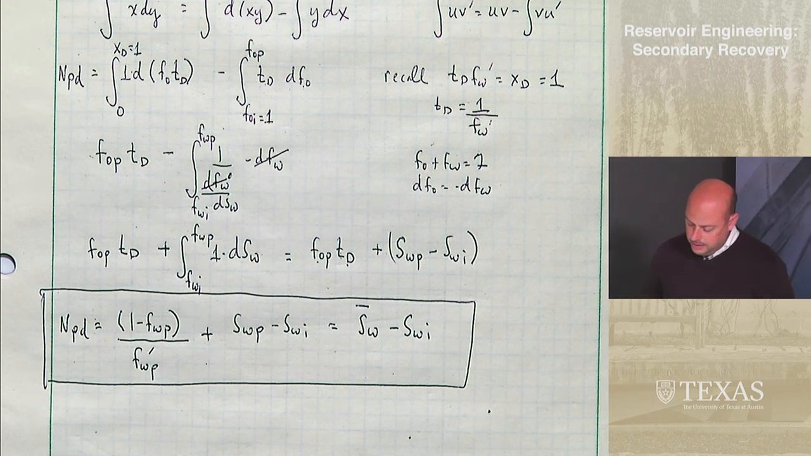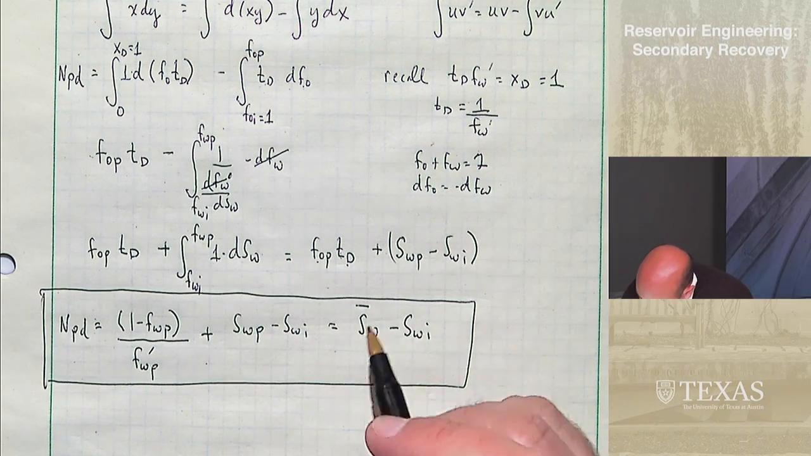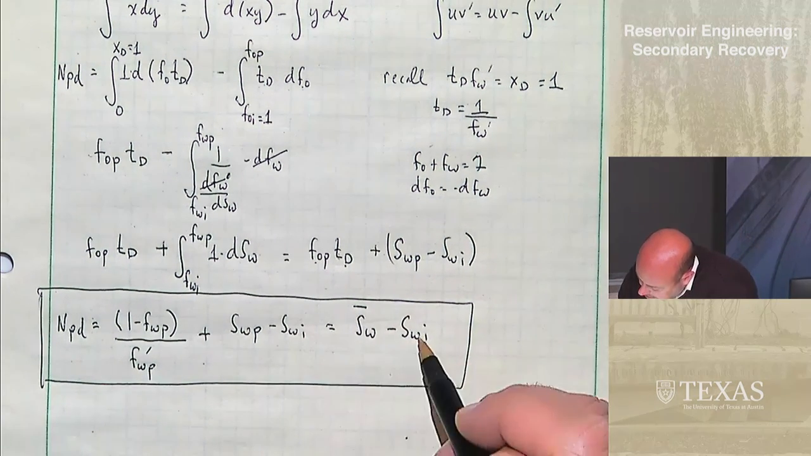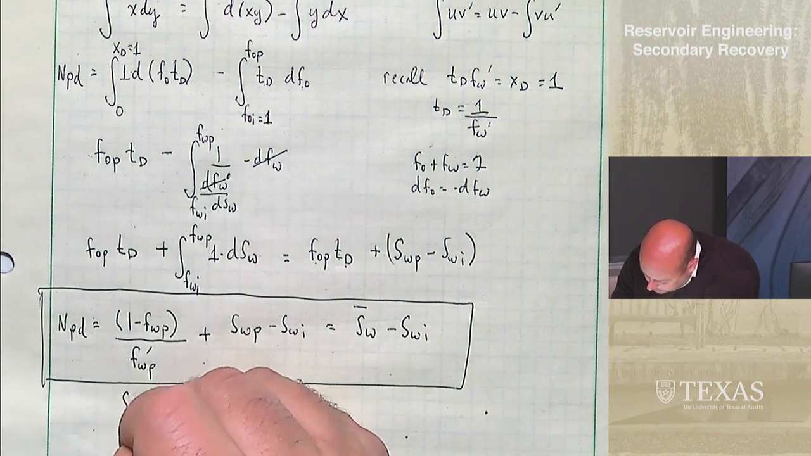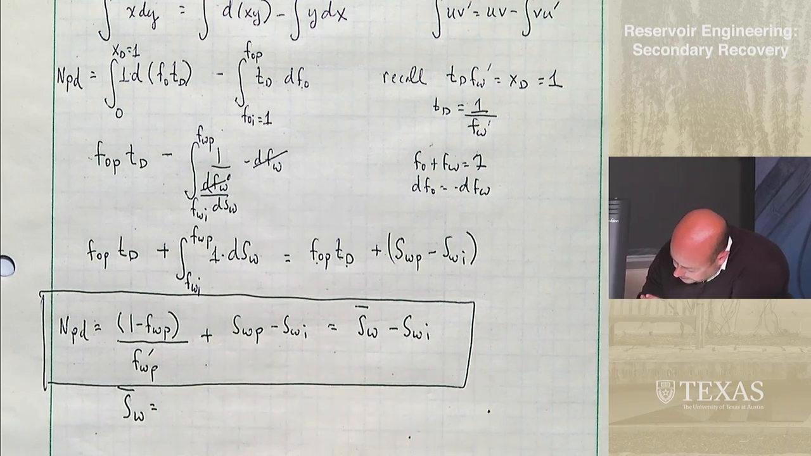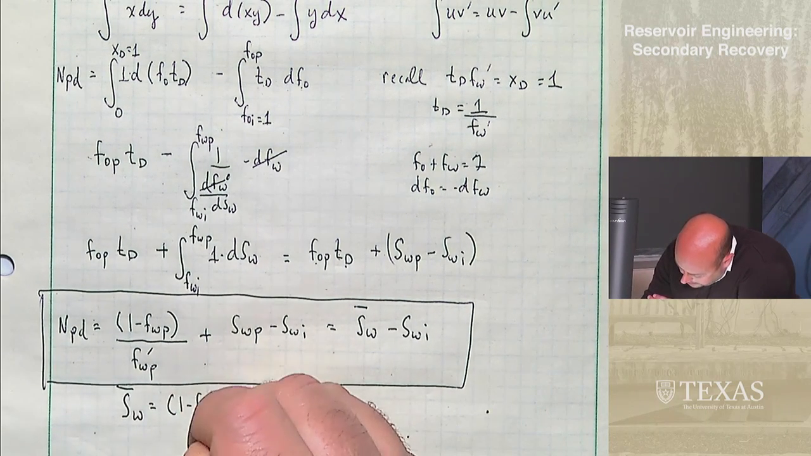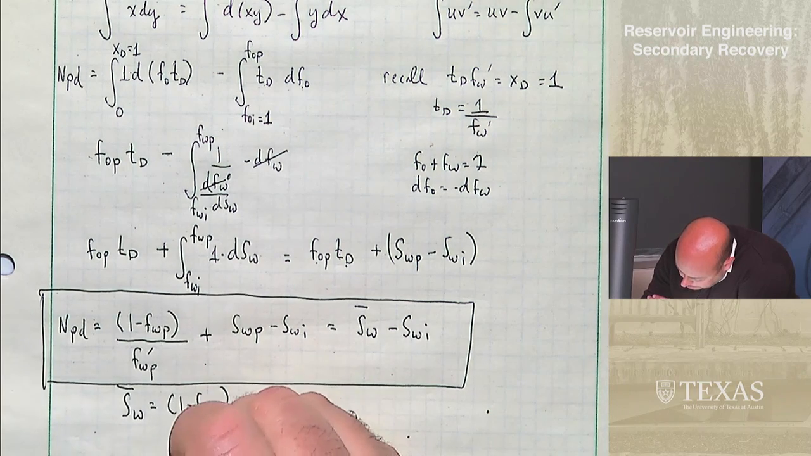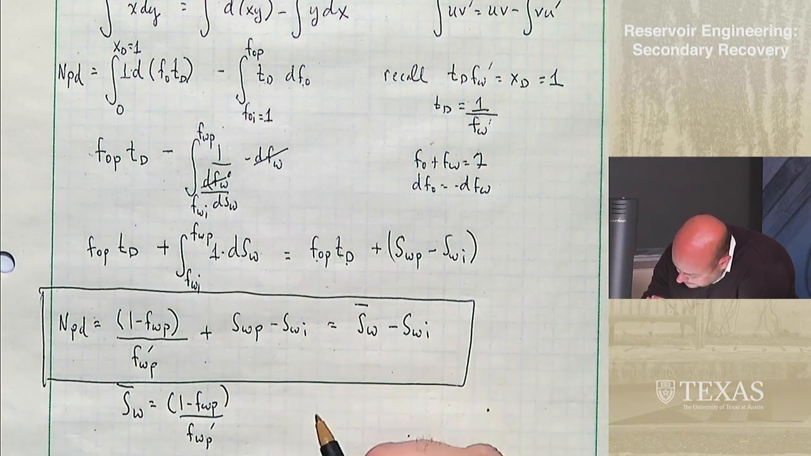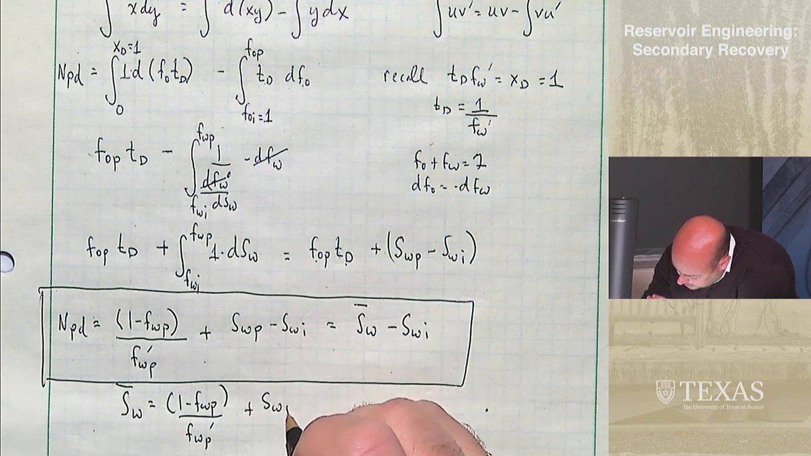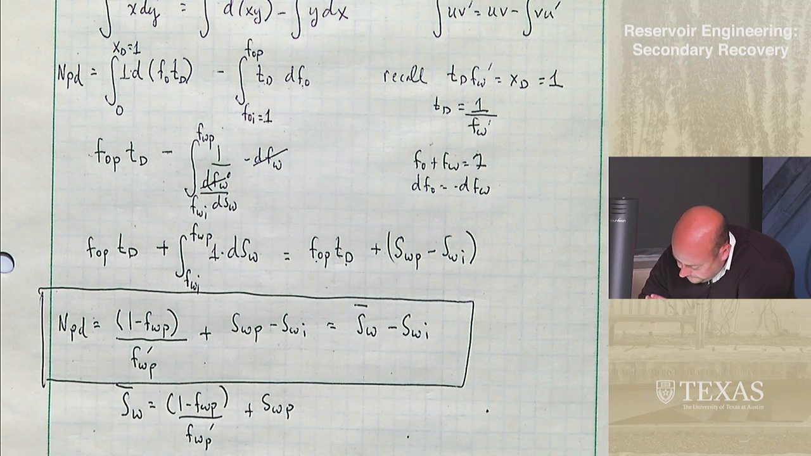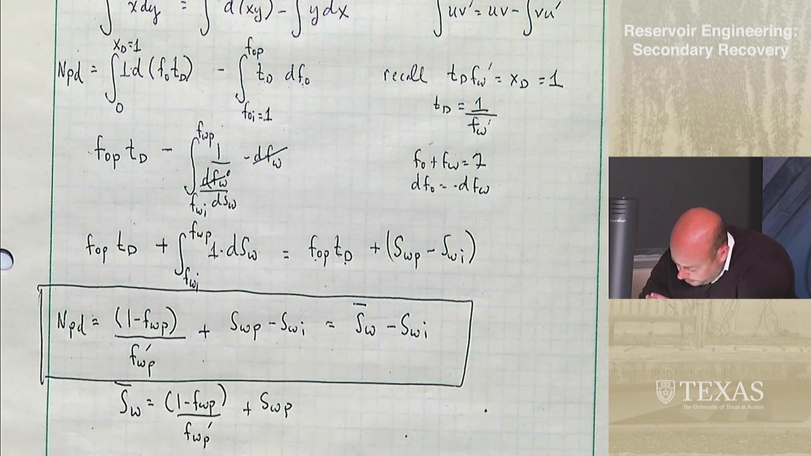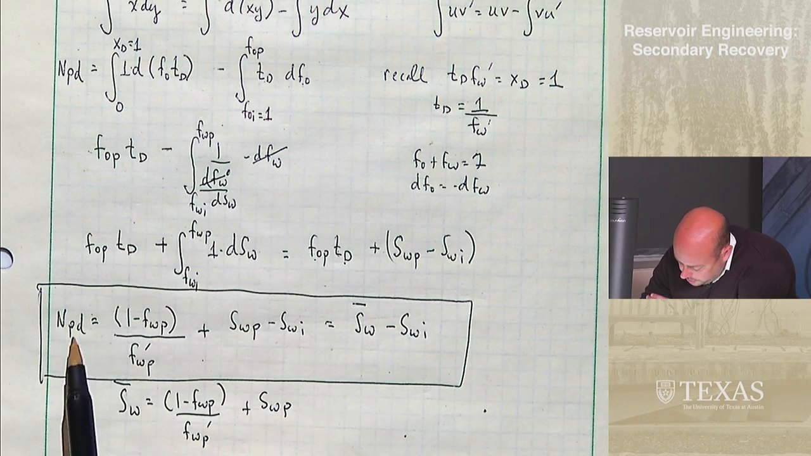So if you're done writing that, I'd like to also point out that if this SWI can cancel with that SWI, so if we wanted to know what the average water saturation is, it's 1 minus FWP over FWP prime plus SWP. Somebody might want to know that, but we definitely want to know what NPD versus time is going to look like.